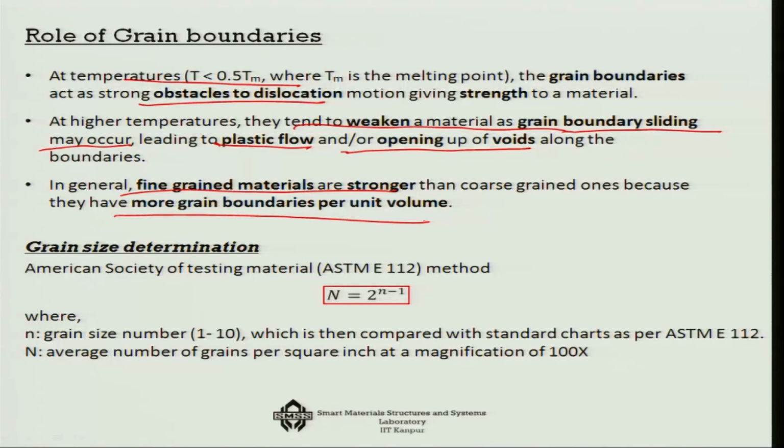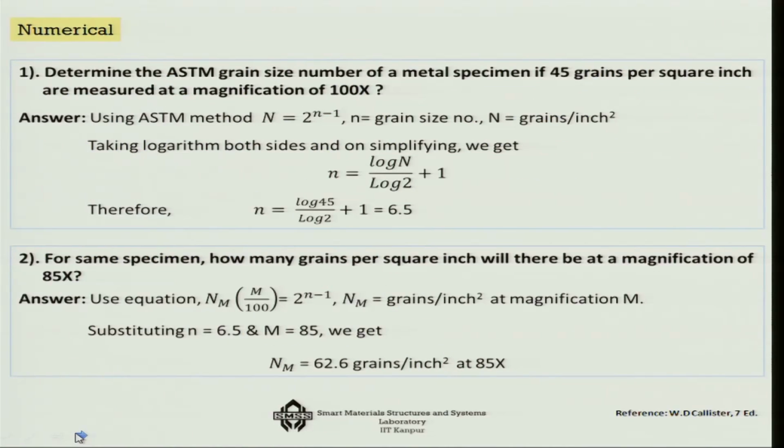Now, how do we first of all know what the grain size is? There is an ASTM E112 standard, which says that the average number of grains per square inch at a magnification of 100x is related to the grain size by this particular relationship. It is a very useful relationship, because in the next slide I will show you how to use it.